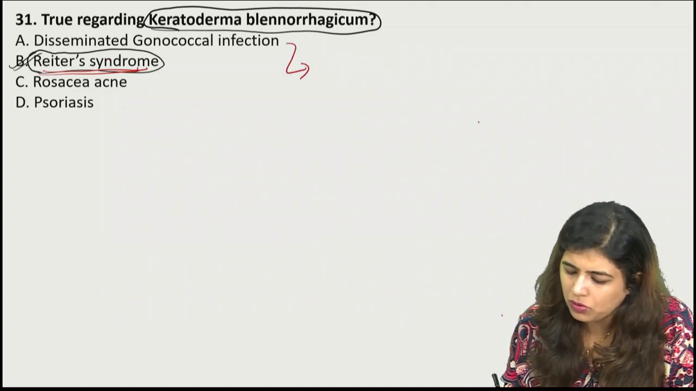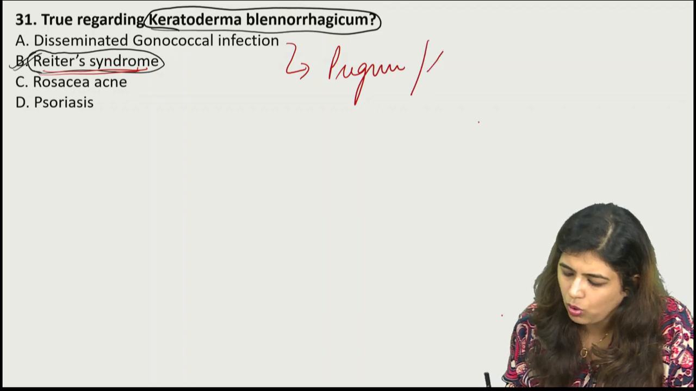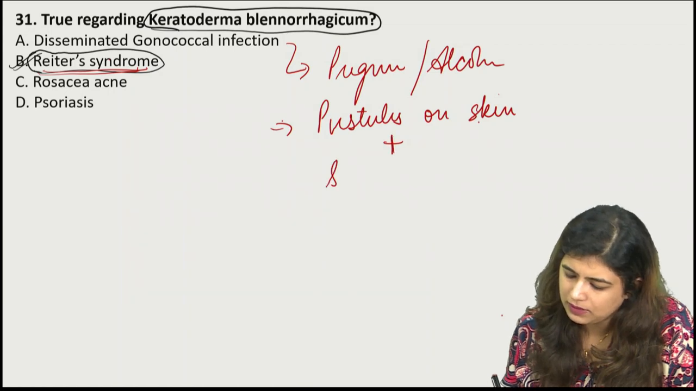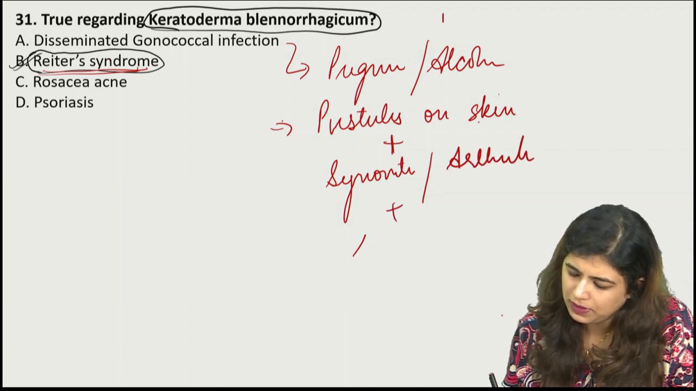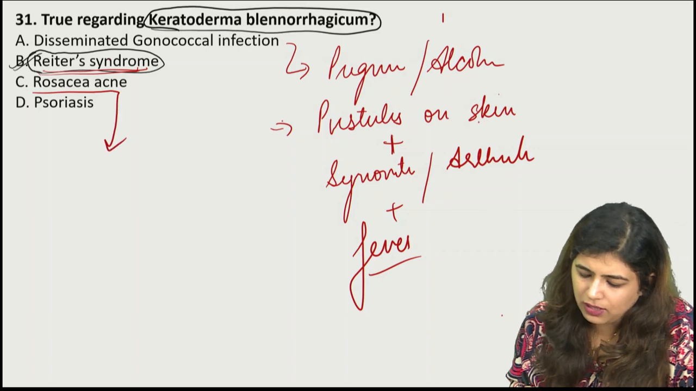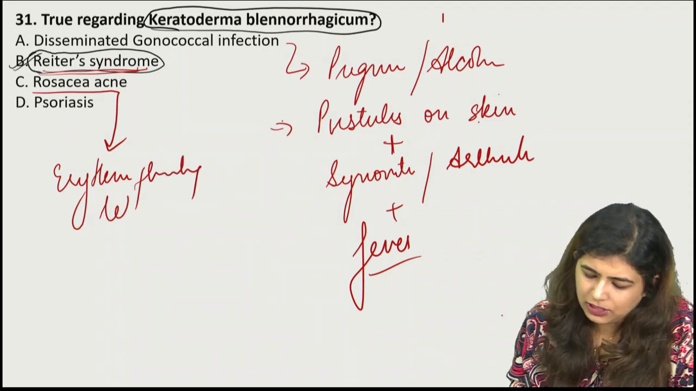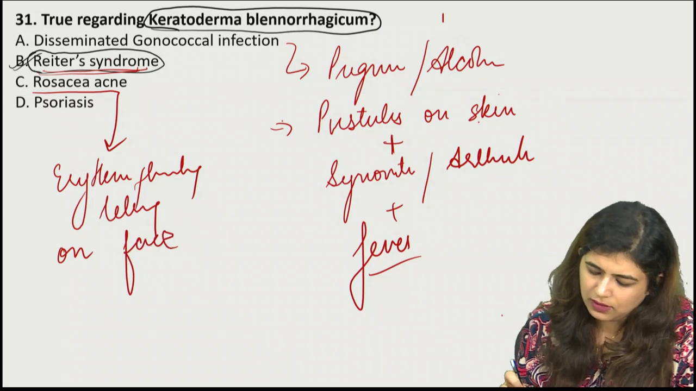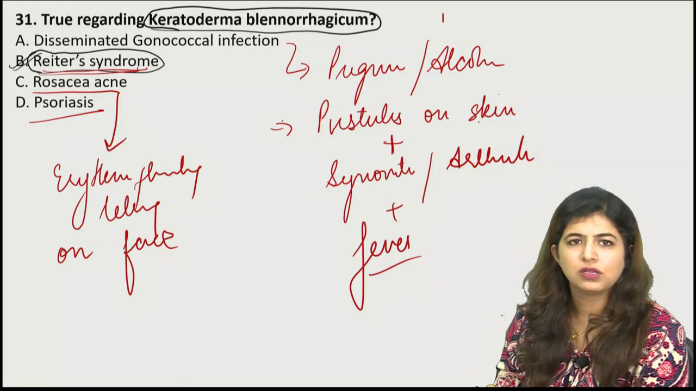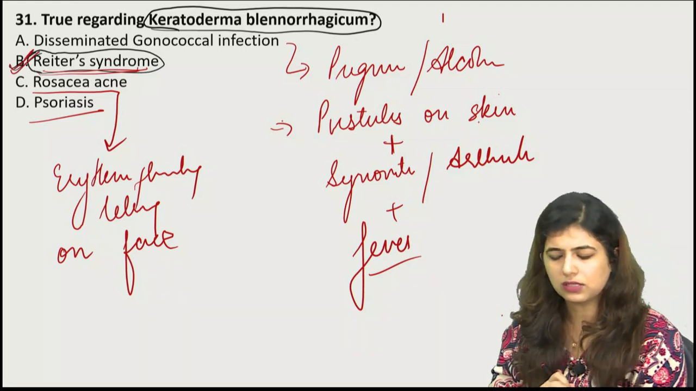Now what do you see in disseminated gonococcal infection? You generally see it in pregnant women or alcoholics. You see pustules on the skin, plus synovitis or arthritis, plus fever. So these are the findings in DGI. In acne rosacea, you see erythema, flushing, telangiectasias on the face, while in psoriasis, you see erythematous scaly plaques. So, even by elimination, the answer is B, Reiter's syndrome.